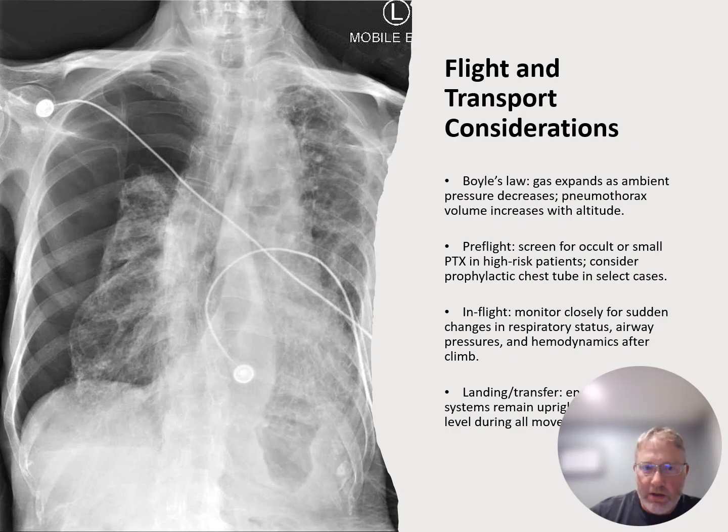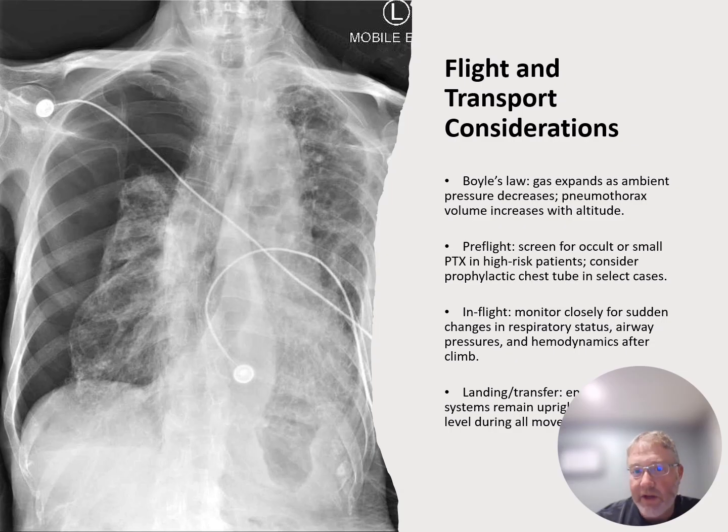Before flight, always screen high-risk patients: those with chest trauma, those on high PEEP, those with any known small pneumos. Discuss with the physicians on the ground whether a prophylactic chest tube is appropriate, because they'll want to put one in so it's in place during flight.